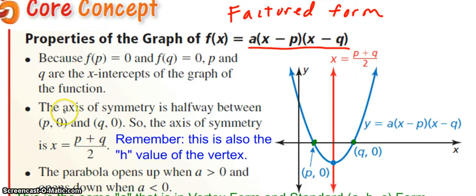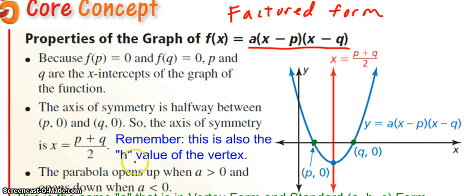The other thing is, notice that the axis of symmetry is halfway between the x-intercepts, p comma 0 and q comma 0. So the axis of symmetry is the average of those two values. How do we find the average of two values? We add them and divide by 2. How do we find the average of any amount of values? You add all of them and divide by how many values. So I know the axis of symmetry is going to be the line x equals p plus q over 2.